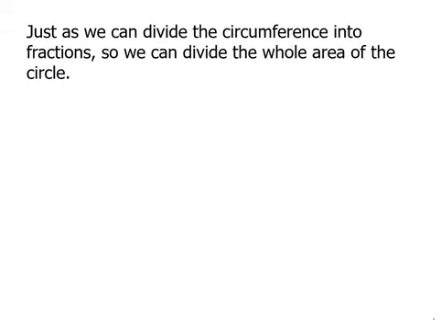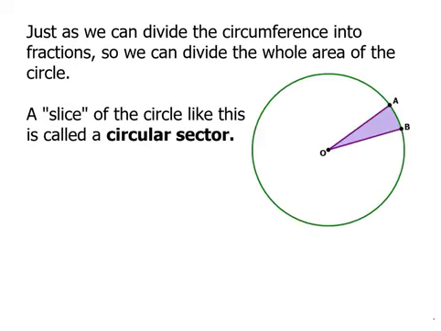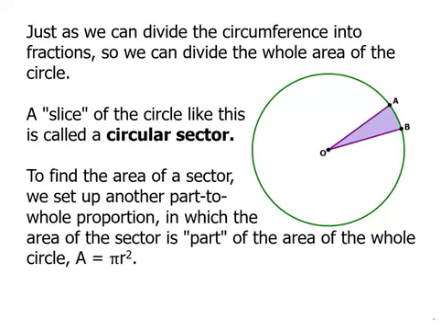Just as we can divide the circumference into fractions, we can divide the whole area of the circle into fractions. So a slice of the circle like this is called a circular sector. And so a sector is like a slice of pizza. And we could even say that the arc length is like the crust of the pizza. So that circular sector has an area. We could find the area of the sector by setting up another part to whole proportion. So we're still going to have central angle over 360, but now we're going to have area of the sector over area of the whole circle, pi r squared.